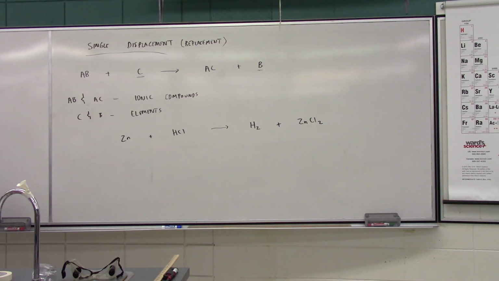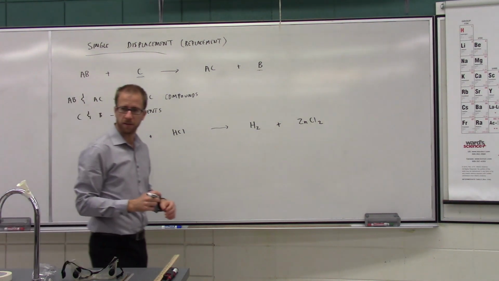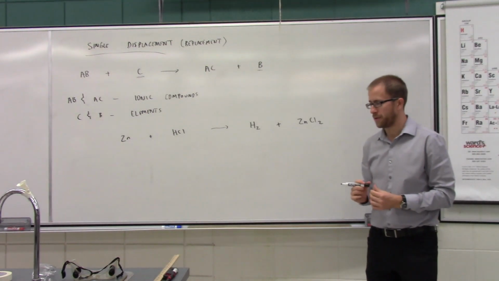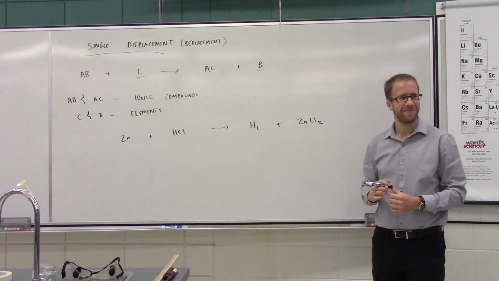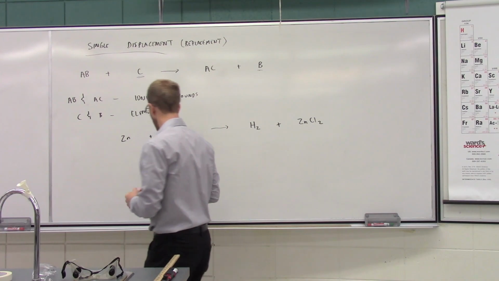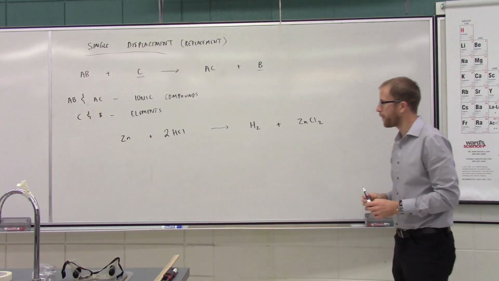Alright, so how would I balance this out? This one's pretty easy to balance. It requires one coefficient: a 2 in front of the hydrogen chloride. Excellent. 2 in front of the hydrogen chloride, hydrochloric acid.